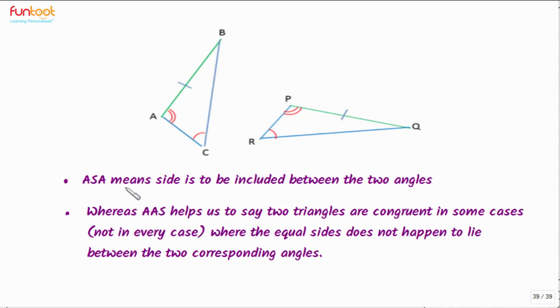It is very important to understand that ASA means the side is to be included between the two angles. That is why we have S in the middle here, whereas AAS helps us to say two triangles are congruent in some cases, not in every case, where the equal sides do not happen to lie between the two corresponding angles.